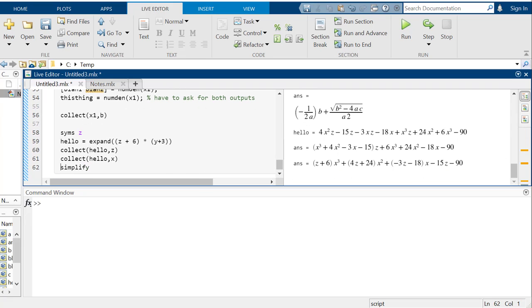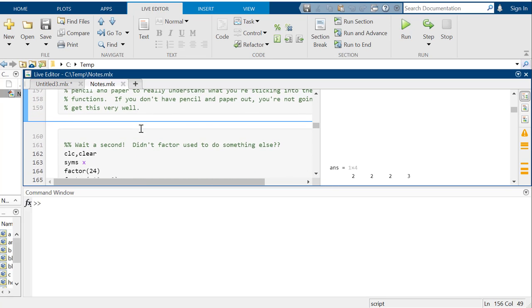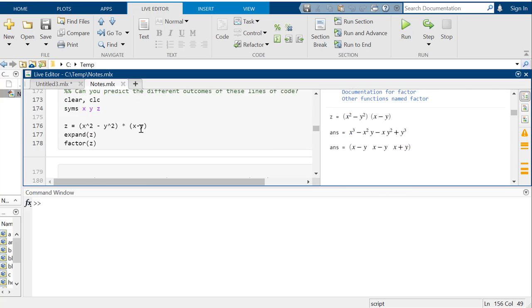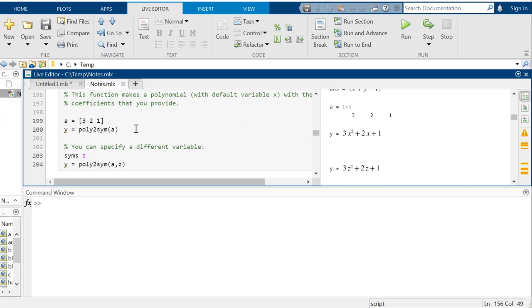Simplify does exactly what we said it does. I don't think that this is going to simplify at all. Oh, yeah, okay, so to simplify it, it went back to the original way of how I got it out, where it pulled out the z plus x. So that's pretty cool. Let's see if there's anything else that we absolutely have to talk about right now. Expand, factor, collect, simplify. Okay, very good.